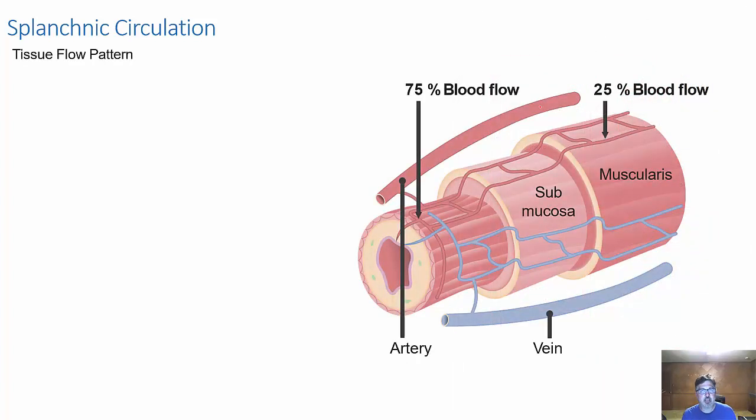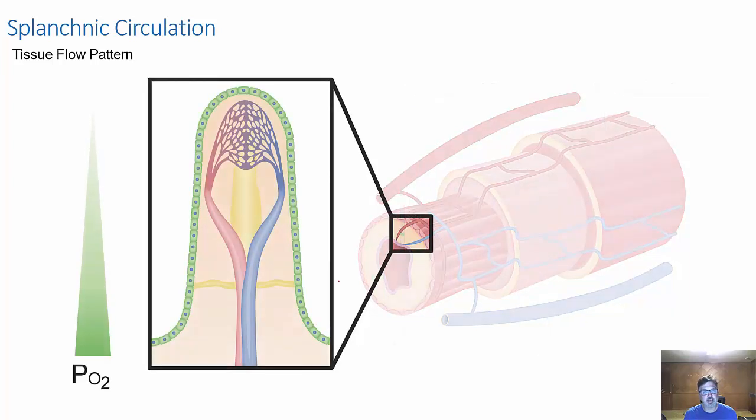One thing I do want to mention while we're thinking about the blood flow coming into the liver through the splanchnic circulation: you'll notice most of the blood flow is actually directed to the mucosal layer, about 75% going to that inner layer, with another 25% going to the muscularis layer towards the outside. If we take a look at a villus within the intestinal mucosa, there's a steep pressure gradient as we get towards the tip. There's a decent blood supply and oxygen supply down here, but as you get towards the tip, the pressure becomes less.